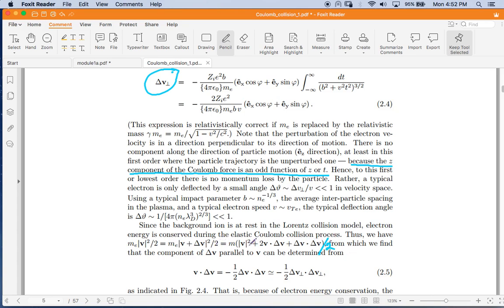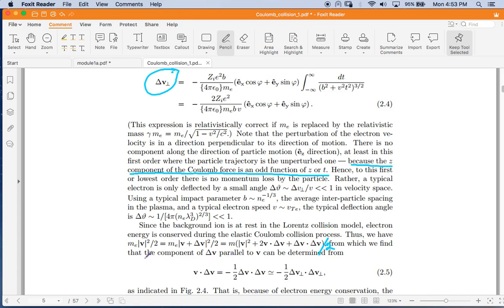Okay, so this is obvious, right? And the mv squared over 2 in here, they cancel out, and therefore you have v dot delta v is equal to minus 1/2 delta v dot delta v. Okay, and we just said the delta v is essentially delta v perpendicular, so you might as well write this delta v dot delta v as delta v perpendicular dot delta v perpendicular. Okay, now what is this guy?